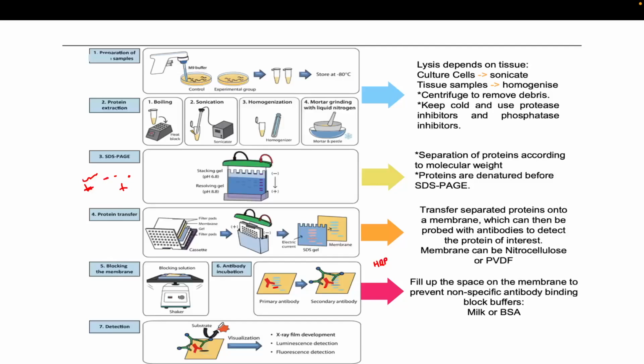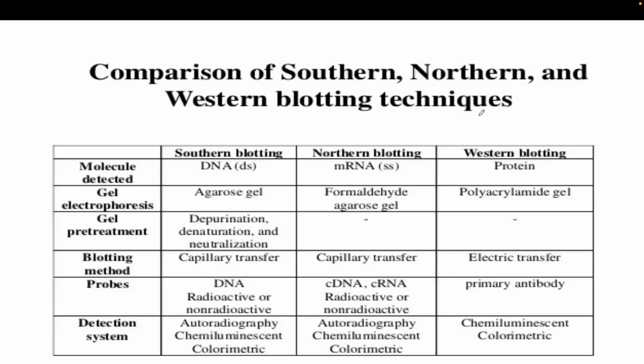So this is the complete procedure of the western blot. In the western blot, no probe is used; instead of a probe there is the use of antibodies. So this is the western blot. Now there is a comparison of southern, northern and western blot techniques. In southern blotting it is the DNA molecule, in northern blotting it is the mRNA molecule, and in western blotting it is the protein molecule.